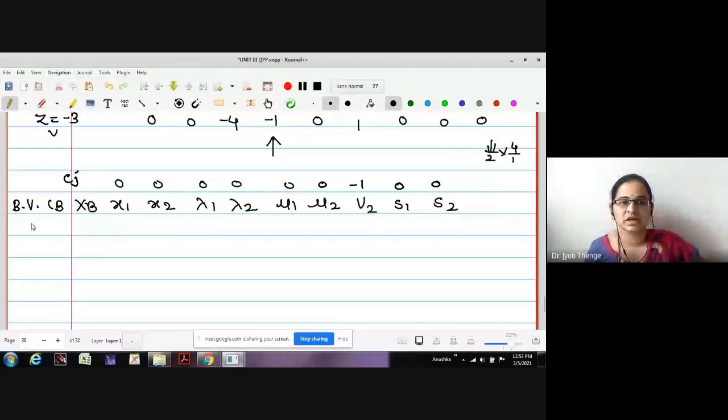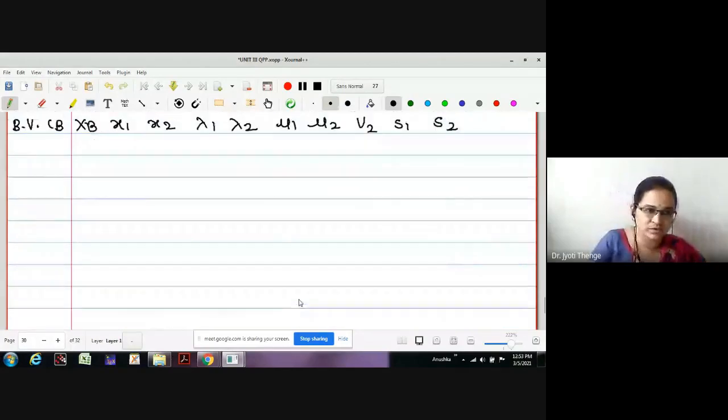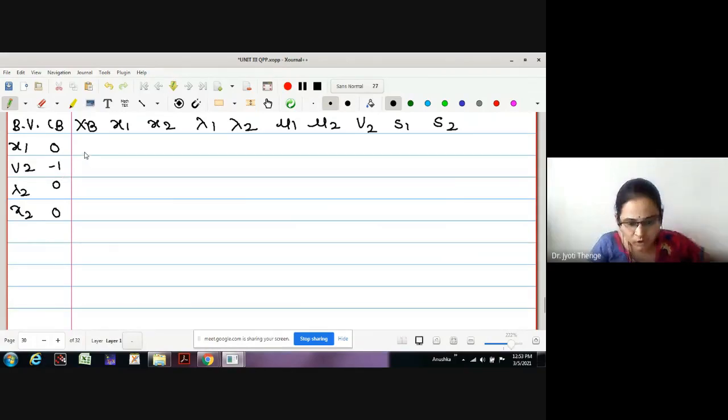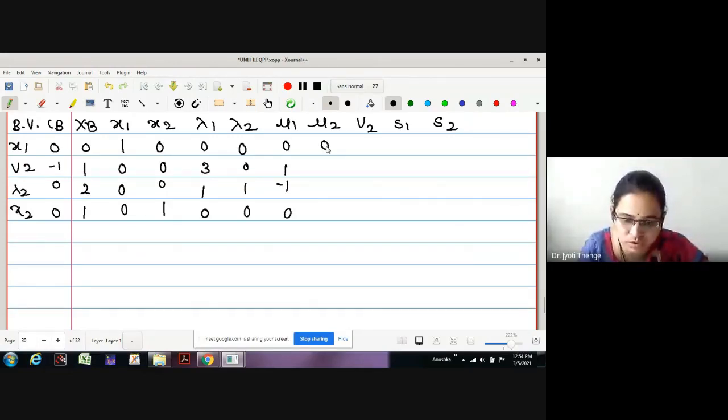Now the basic variables become, instead of S1, we have lambda 2: X1, V2, lambda 2, X2. No changes in the cost vector again. What for XB? Let me write column wise: 0, 1, 2, 1. X1: 1, 0, 0, 0. X2, fourth variable. Lambda 1 is 0, 3, 1, 0. Lambda 2 is the third basic variable. Mu 1: 0, 1, minus 1, 0. Mu 2: 0, minus 1, 0, 0. Please check the entries.